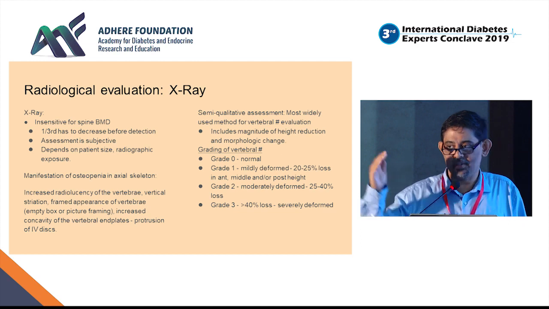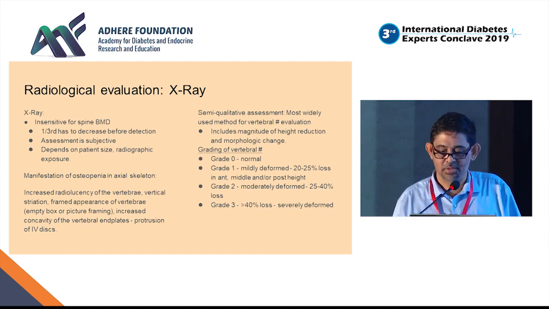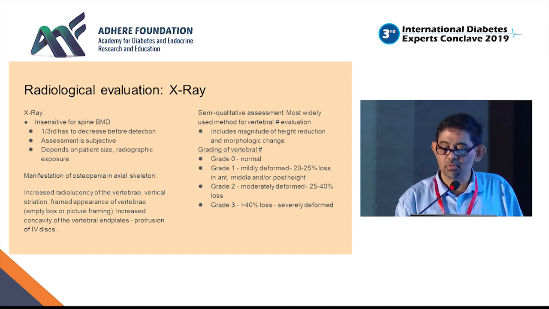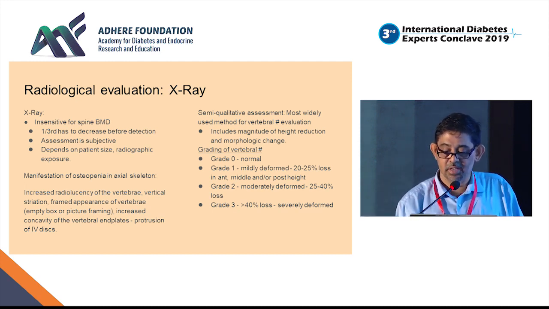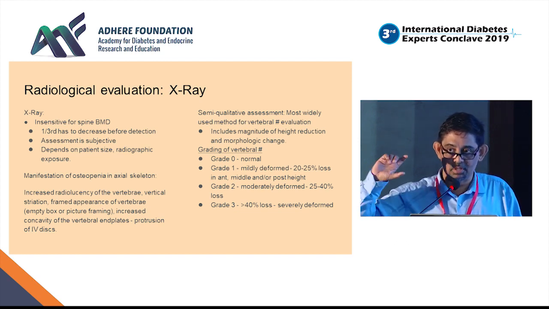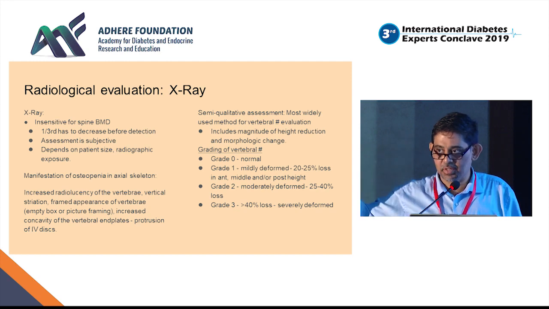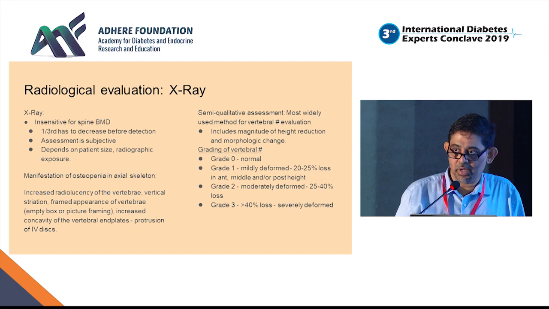So when you have a spine X-ray and the patient says that the X-ray is normal, please look at the X-ray yourself. You might actually pick up one of these things. You now have semi-qualitative assessments of the X-ray, and so there are some rules of grading for vertebral fractures, grade 0 being normal and grade 3 being more than 40% loss in the height of one of the vertebral measurements. This is actually a better way of finding out a fractured vertebra.